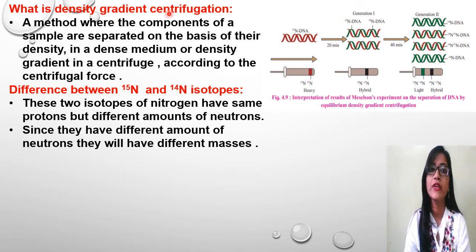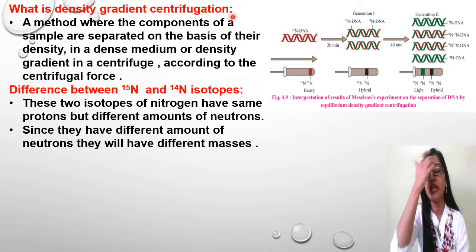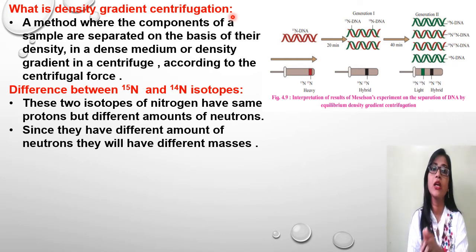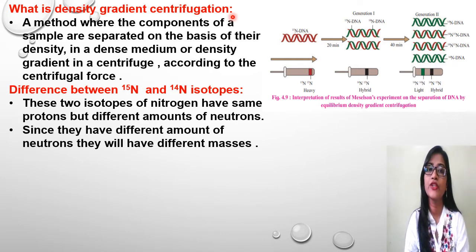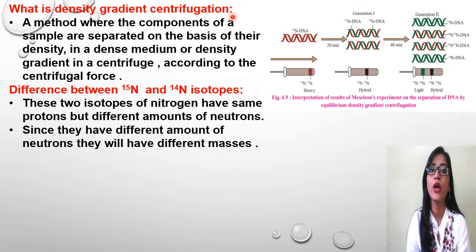So what is density gradient centrifugation? I have explained the centrifugation method in my earlier lecture: the importance of centrifugation, how it is carried out in the lab, and with the help of which machines. You can check out the earlier lectures. So what is density gradient centrifugation? It is a method where the components of a sample are separated on the basis of their density in a dense medium or density gradient in a centrifuge, according to the centrifugal force.